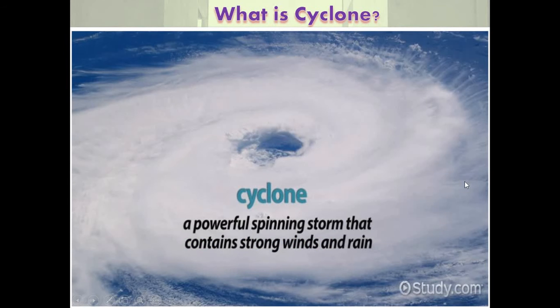Okay. Now, what is cyclone and what are its characteristics? Cyclone is a simple or powerful spinning storm that contains strong winds and rain. Cyclone is a region of low atmospheric pressure surrounded by high atmospheric pressure, resulting in a swirling atmospheric disturbance accompanied by powerful winds blowing in an anti-clockwise direction in the northern hemisphere and in a clockwise direction in the southern hemisphere. They occur mainly in the tropical and temperate regions of the world.